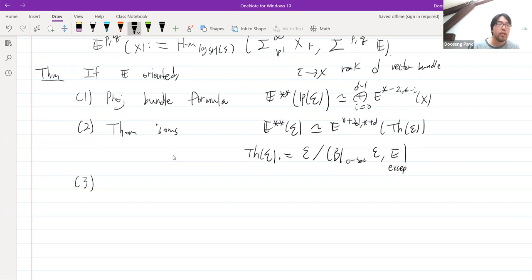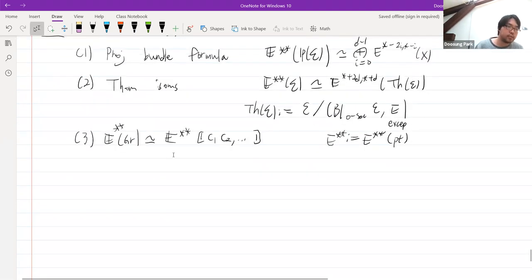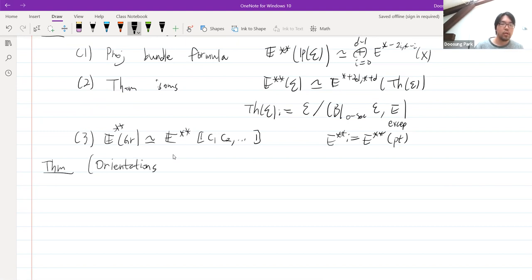And E of the Grassmannian: E^{**} of the Grassmannian is E^{**}(point) of, so E^{**} is just E^{**}(point) if there is no parenthesis, a formal power series ring. And also I can show that the set of orientations on E is this.